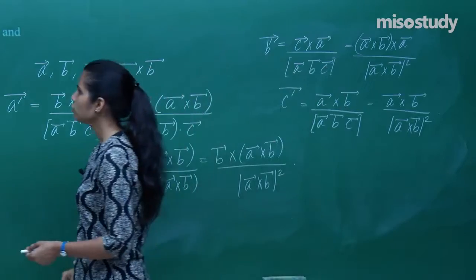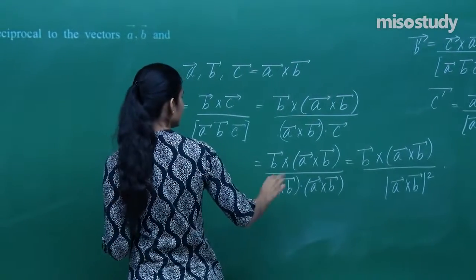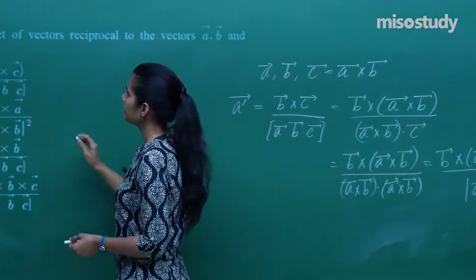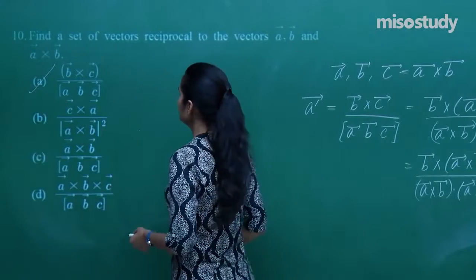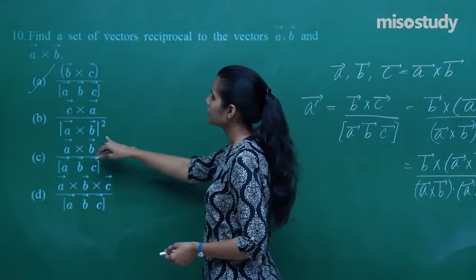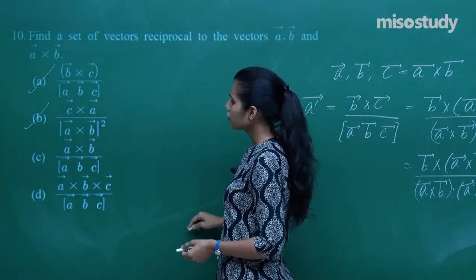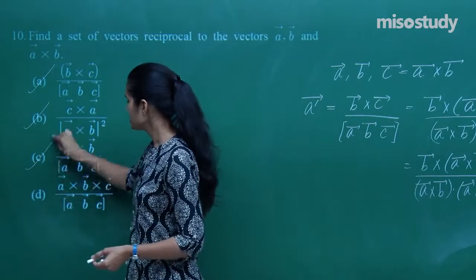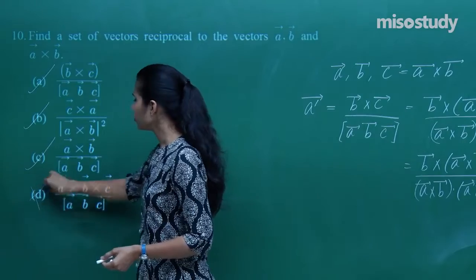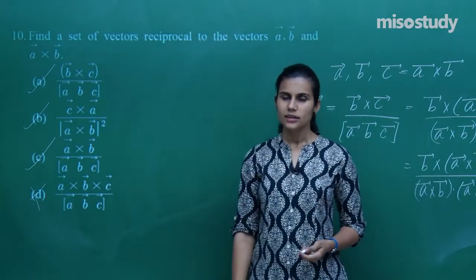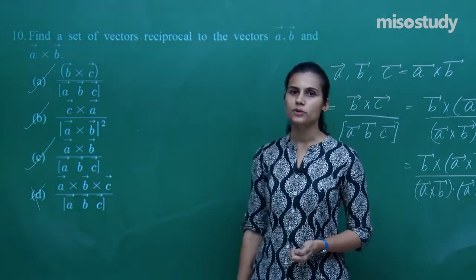So the solutions are B cross C upon A, B, C, yes. C cross A upon magnitude of A cross B square, yes. Then you have A cross B upon this, yes. Clear? That's how we deal with the problems on vectors.